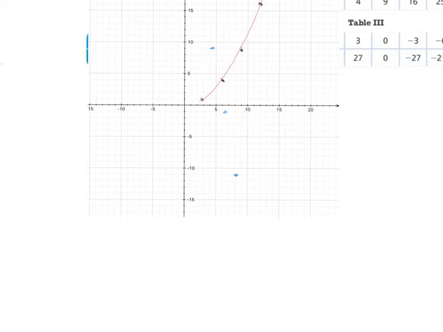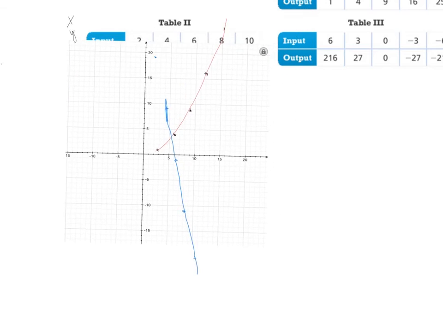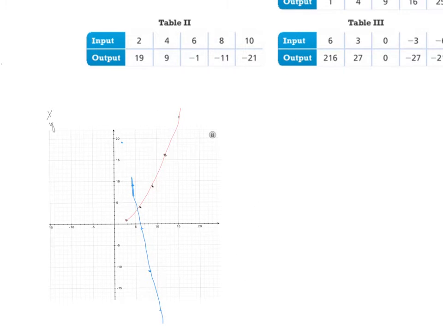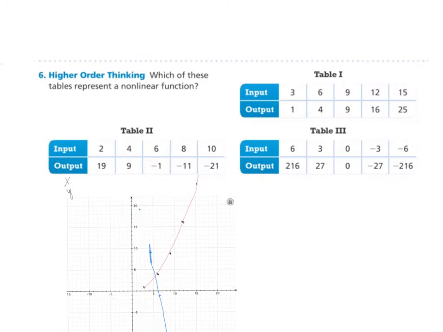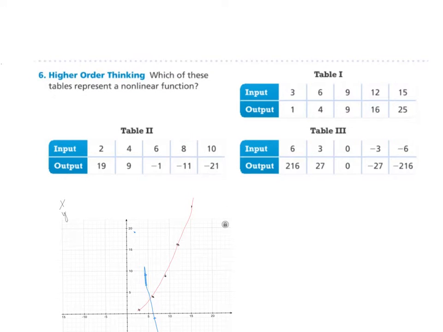Okay, so that'll be off my graph here again a little bit. So does that look better? Yes, so that one would be linear for table 2. Table 3, same idea, we can graph those, and what's going to happen is that's not going to be a straight line either. So table 1 and table 3 would be the ones that would be nonlinear functions there.